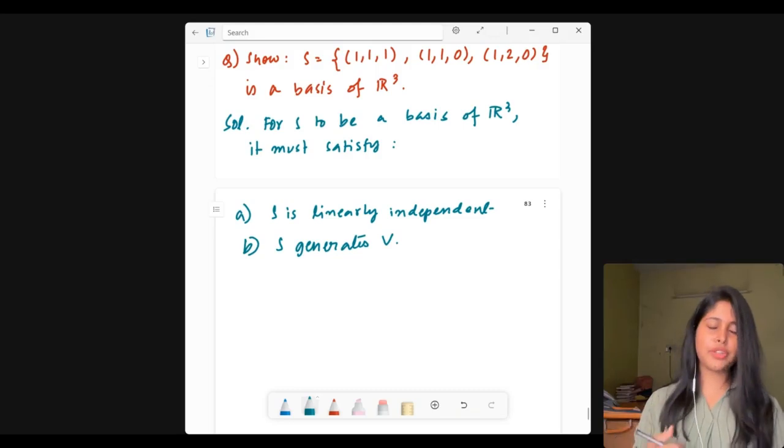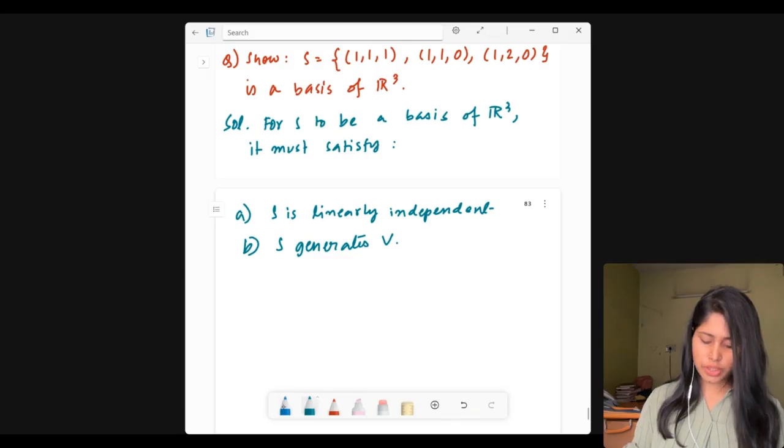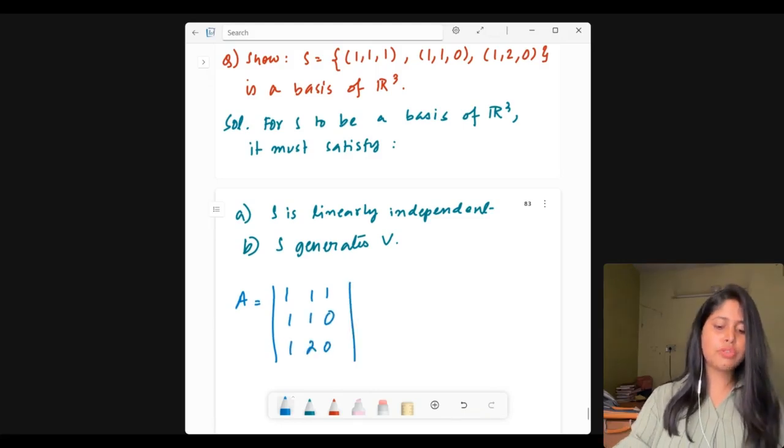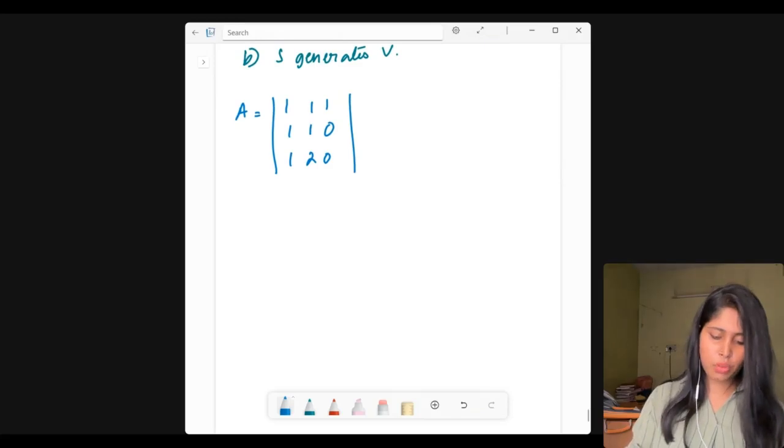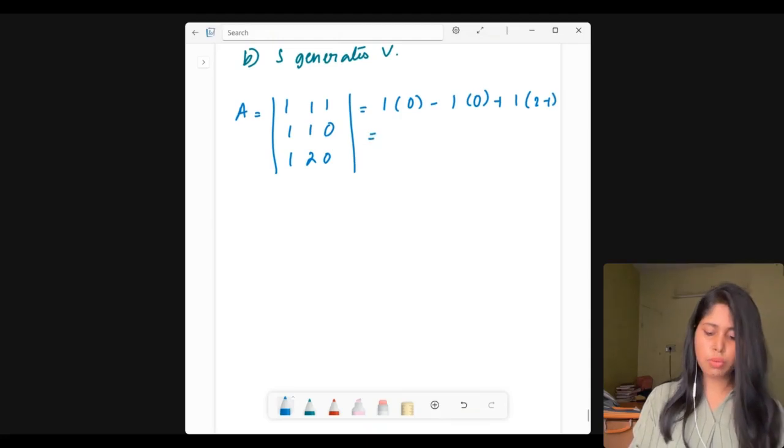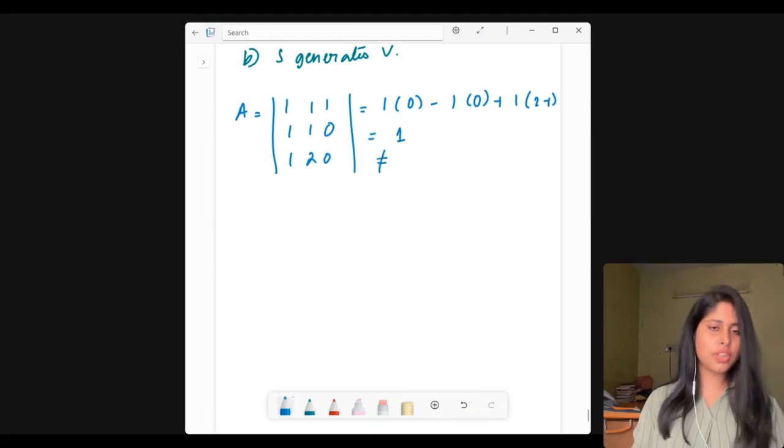So for the first part, you need to take the determinant of A. Now, how will you do it? A is equal to (1, 1, 1) first vector, (1, 1, 0) second vector, (1, 2, 0) third vector. You need to find the determinant of this and check that if it is non-zero, then we can say that it is linearly independent. So let us see what is happening. 1 into 0 minus 1 into 0, plus 1 into 2 minus 1, which is equal to 1, which is definitely not equal to 0. So therefore we can say that S is linearly independent.